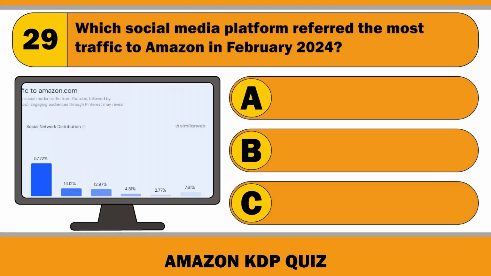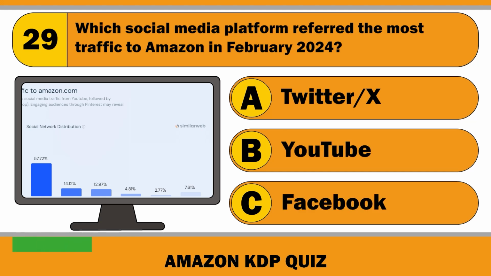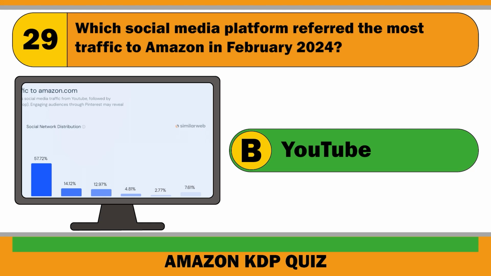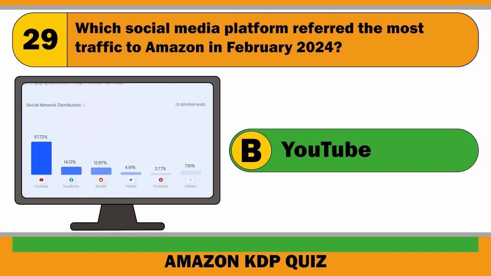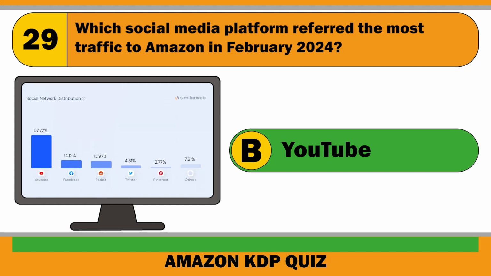Which social media platform referred the most traffic to Amazon in February 2024? Was it Twitter, X, YouTube, or Facebook? The answer is YouTube. Although it wasn't a specific question about Amazon KDP, I believe it's beneficial to know when you are driving external traffic to your Amazon KDP listings.